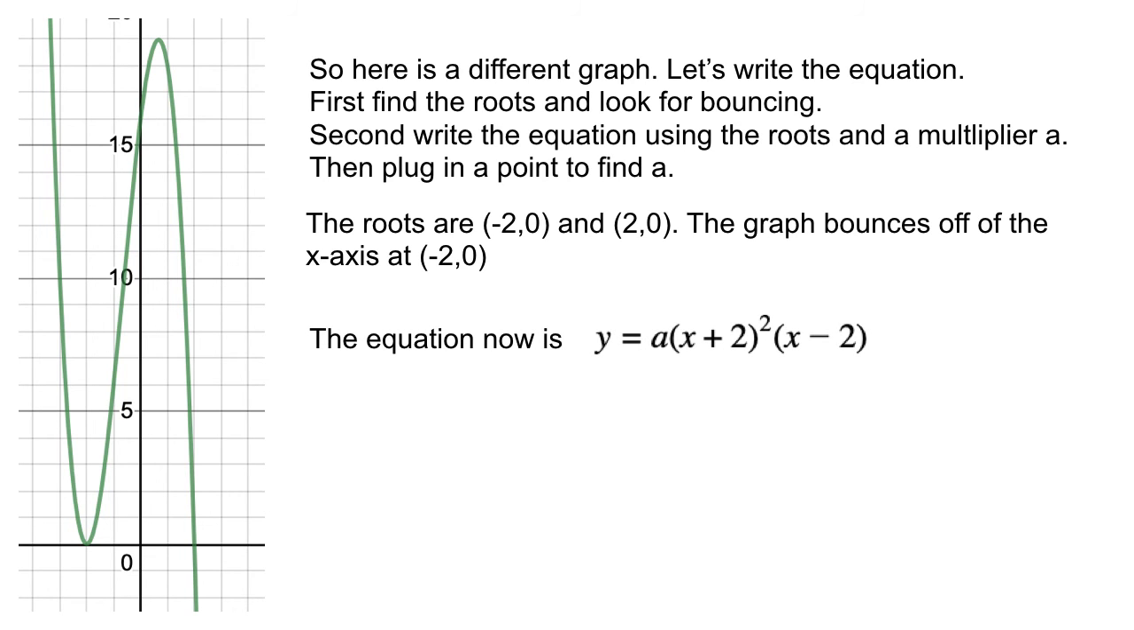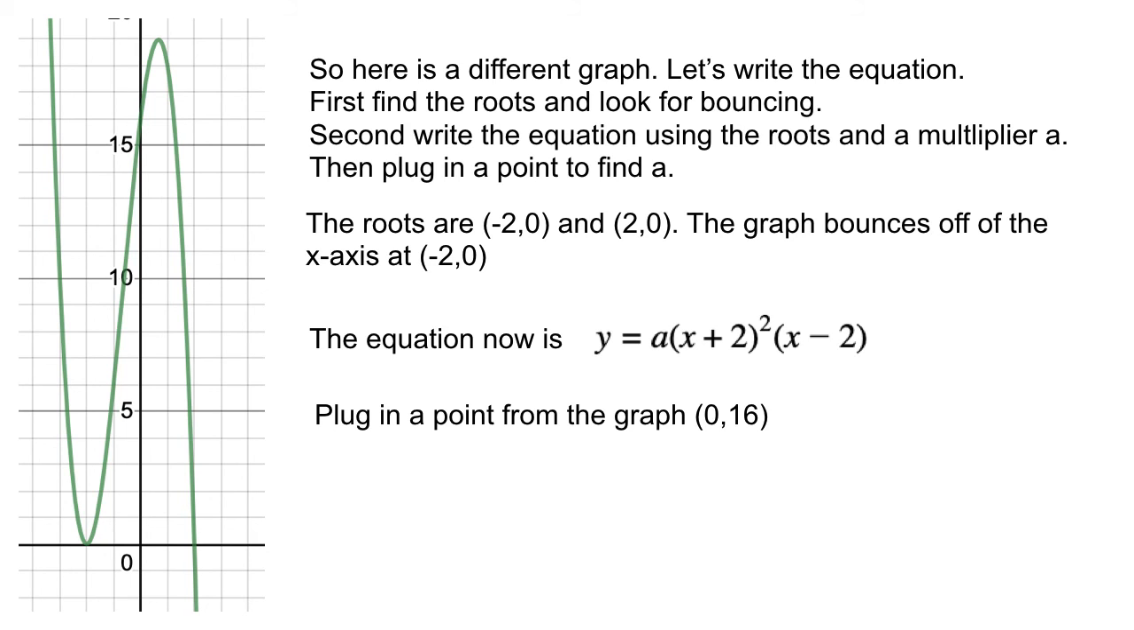We also see that the graph bounces off of the x-axis at (-2, 0). That would give us y equals a times (x plus 2) squared times (x minus 2). We're going to square that x plus 2, so that gives us the bounce at -2. But now we've got to solve for a. If you look at the graph carefully, you'll see that it crosses the y-axis at (0, 16). So we have this point (0, 16) to plug in.